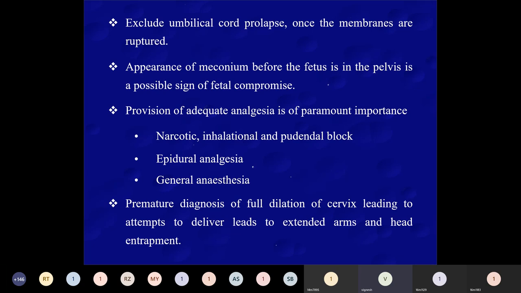So what about the analgesia? You can give some narcotic, inhalation, or pudendal block anesthesia. Epidural anesthesia is favorable. Sometimes we do consider general anesthesia, for example if there is an entrapment or if you want to do a breech extraction.